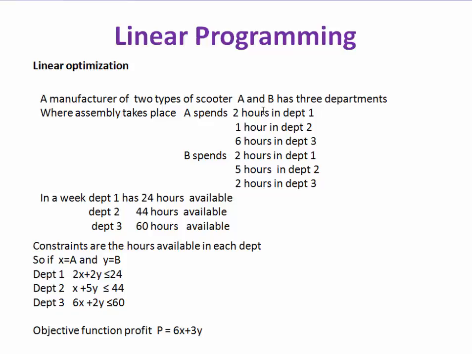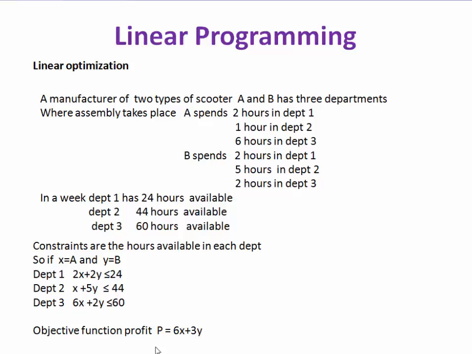So if we look at this in department 1, we've got 2x plus 2y equals this 24. So 2x plus 2y is equal to or less than 24. And department 2, 1x plus 5y equal to 44. So x plus 5y is less than or equal to 44. Department 3, A is x, so 6x plus 2y equals this 60. So 6x plus 2y is equal to or less than 60.